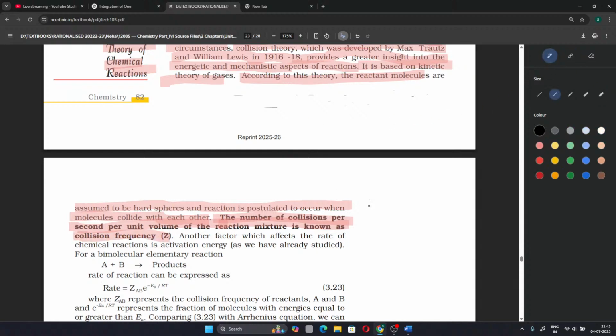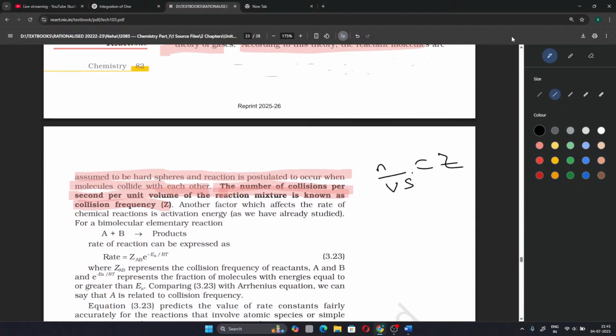The number of collisions per unit volume of the reaction mixture per second is known as collision frequency, Z. Not atomic number, but collision frequency. It's not related to atomic number.